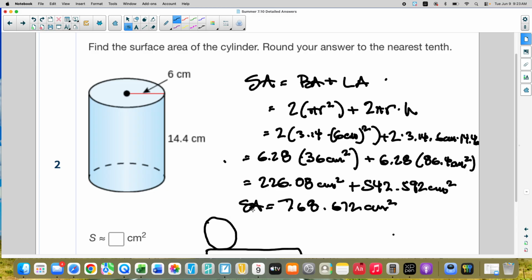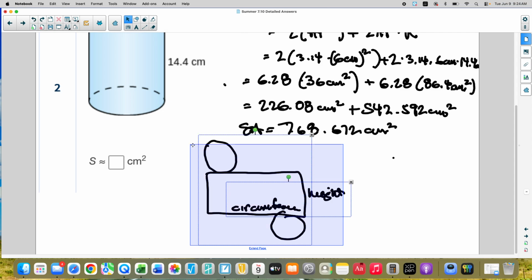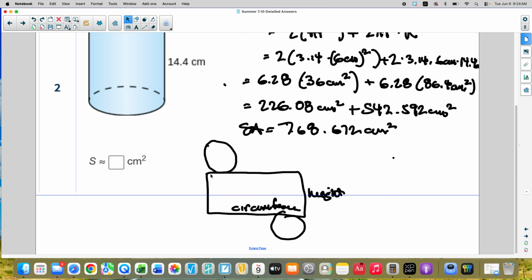That should be the surface area of the figure. Round your answer to the nearest tenth. Okay, so reading directions. Notice we weren't just done. We didn't just circle it. We actually went and made sure that we answered the question correctly.